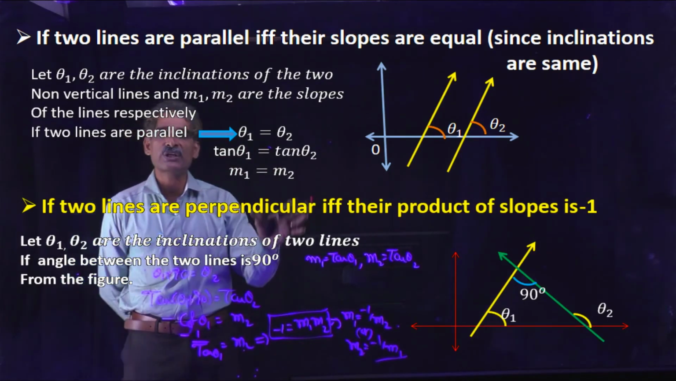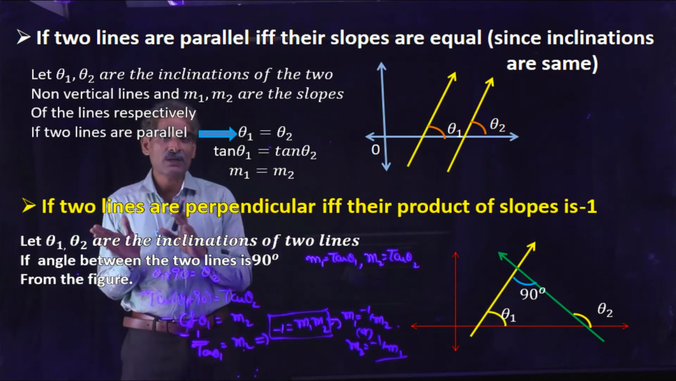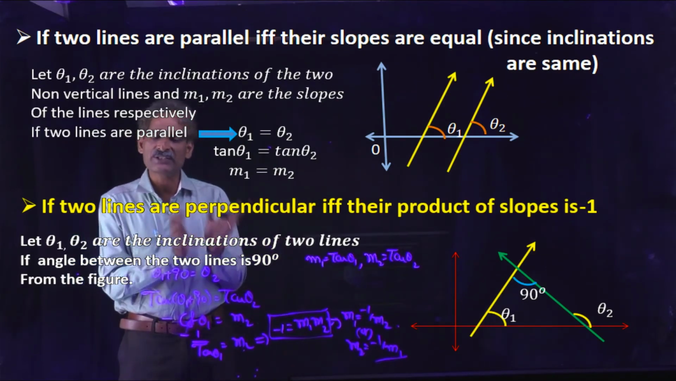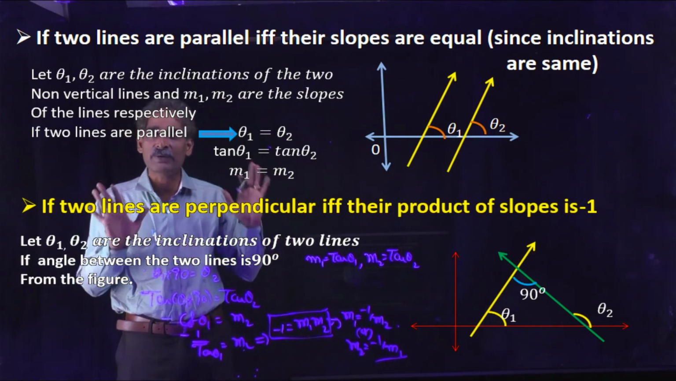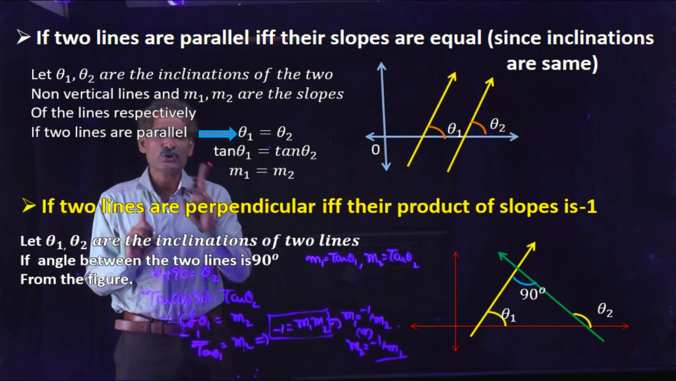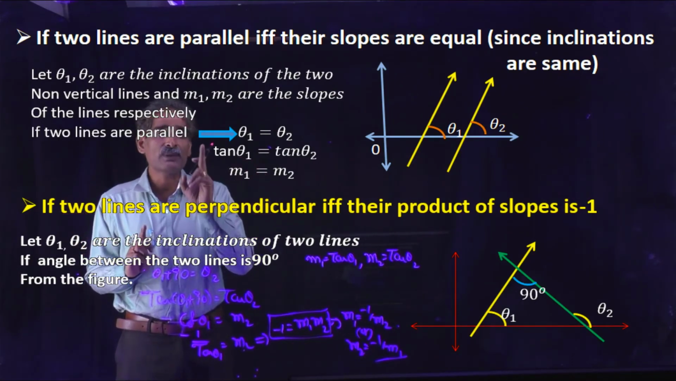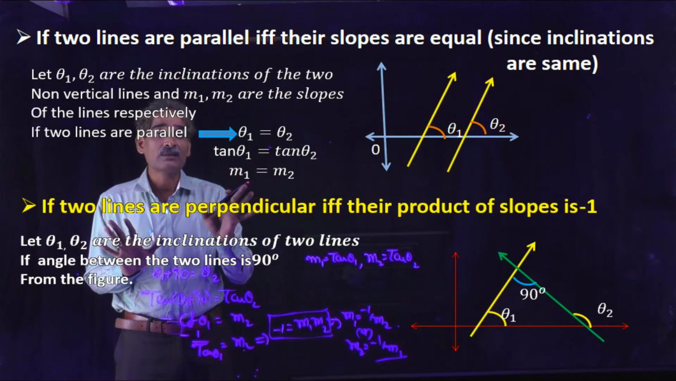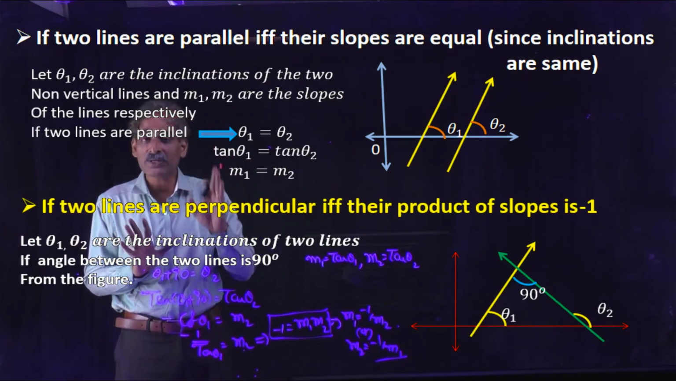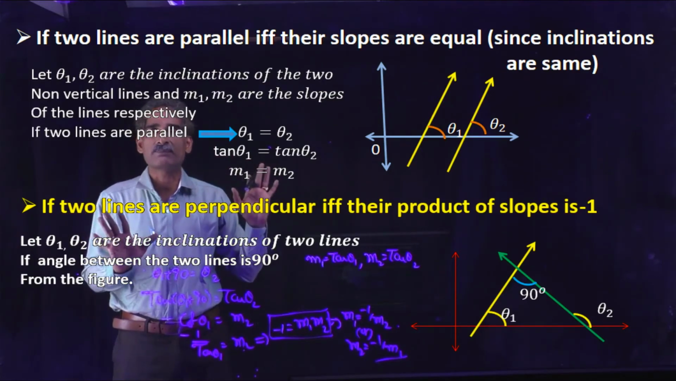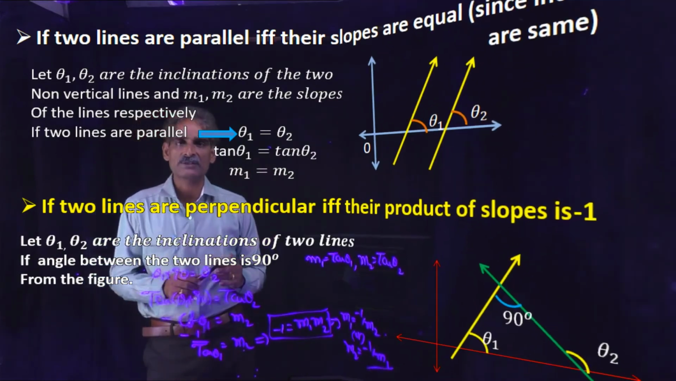These two results are very, very important. If the lines are parallel, their slopes are equal. If the lines are perpendicular, the product of their slopes equals minus 1. Simply, that's it, just two points. Slopes of parallel lines are equal. If the lines are perpendicular, the product of their slopes equals minus 1. Okay, come to the next concept.